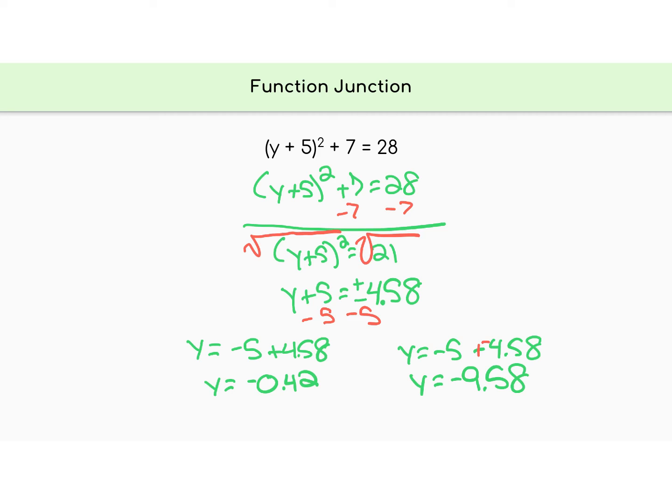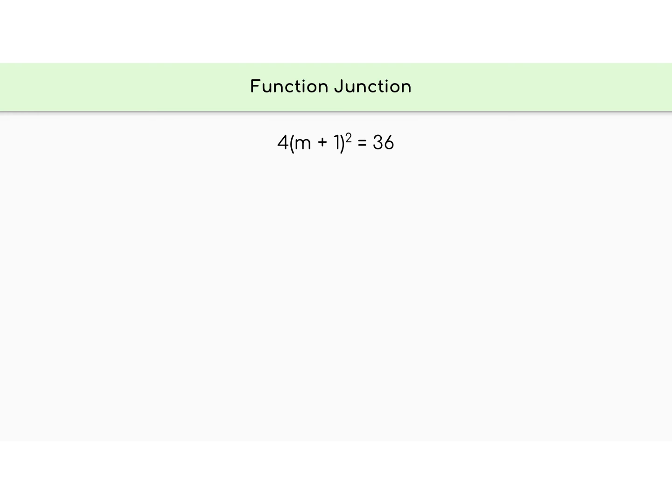So here again we have two solutions. The solutions are negative 0.42 and negative 9.58. So again, if I was to graph this, our parabola would have x-intercepts at negative 0.42 and negative 9.58. Okay, our final example looks like 4 times (m + 1)² is equal to 36. So let's write that out.